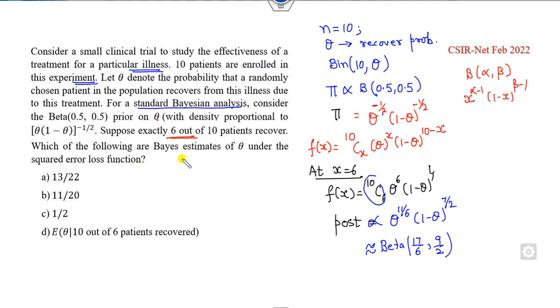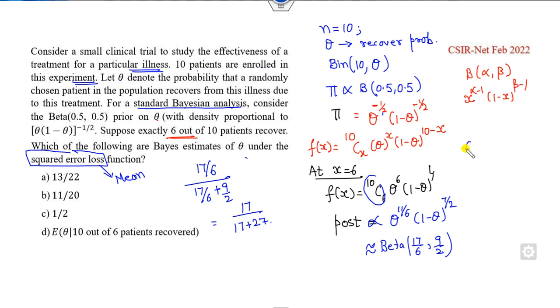Fine. Then you have to find the squared loss. What is the meaning of the squared loss? You have to calculate the mean. So what is the mean of the beta distribution? 17 over 6 divided by 17 over 6 plus 9 over 2. If I take 6 as the LCM, the numerator part will be plus 27. Fine. Is something wrong? So this is my beta distribution.